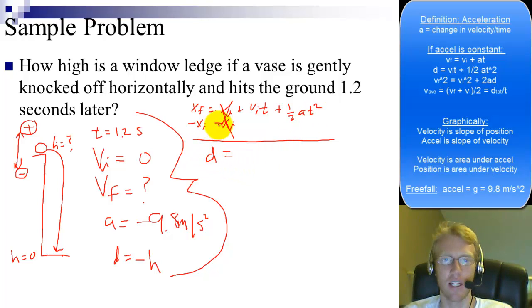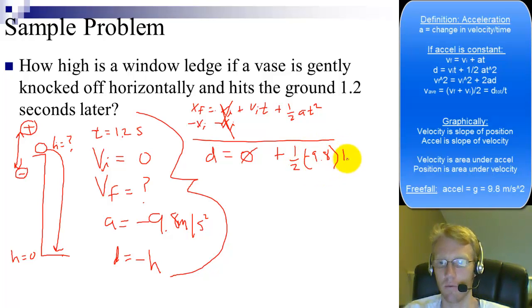Okay, what is it that I'm trying to find? I'm trying to find how high the window is, which is the distance. So I can now plug in my numbers because I don't need to rearrange anything, because it's already solved for the variable that I want. So plug in VI and t. Well, VI is 0. Okay, 0 is gone. Plus 1/2. Acceleration is negative 9.8. And time is 1.2 squared.